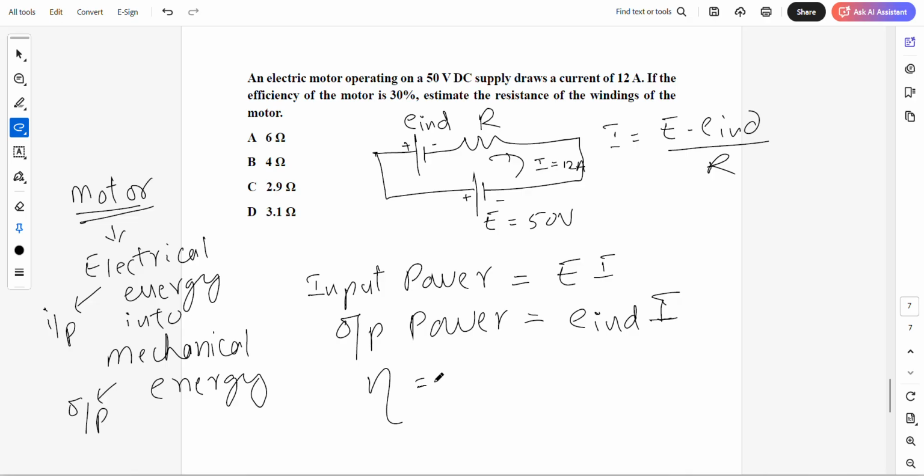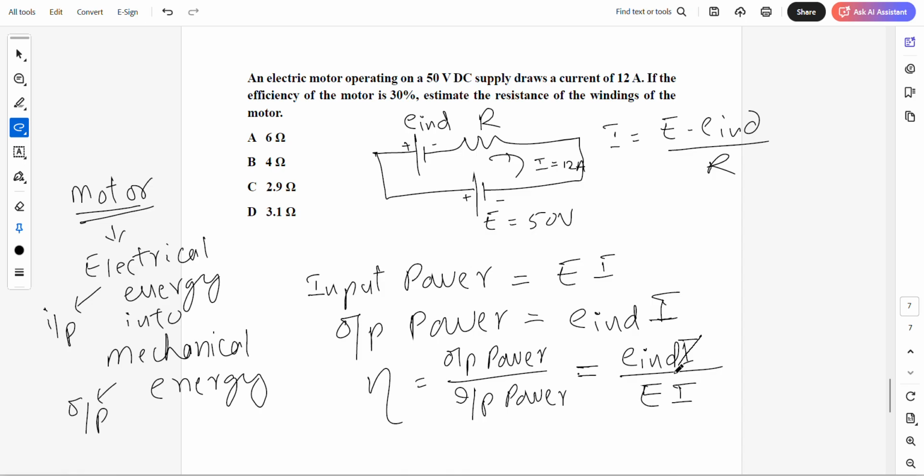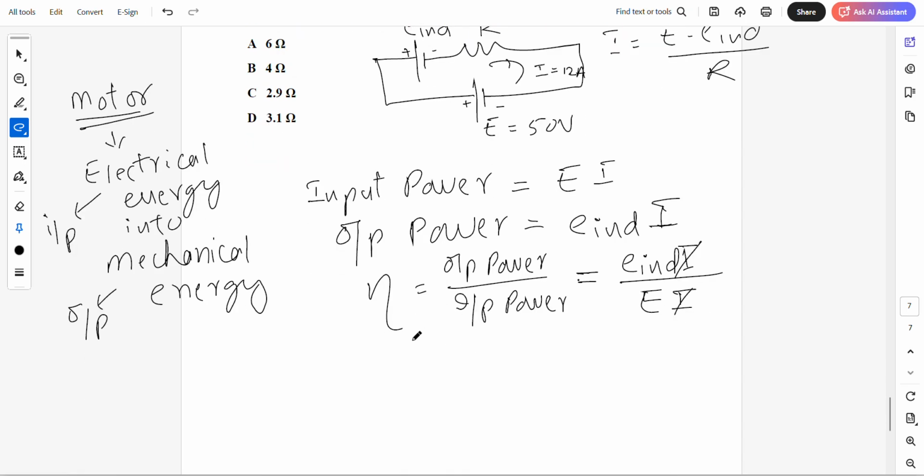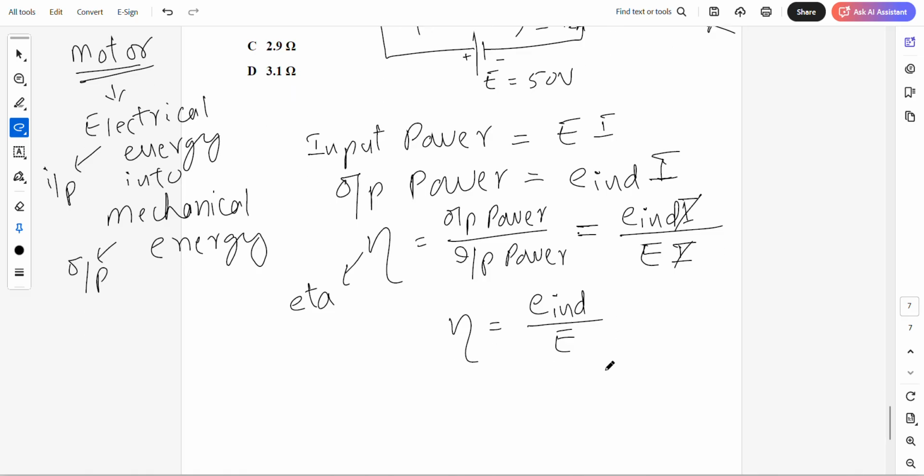What is efficiency? Efficiency is nothing but output power divided by input power. Output power is E induced into I, divided by E into I. I gets cancelled. This symbol is called eta. Eta is the efficiency, output power divided by input power. Therefore, efficiency is given by E induced by E.